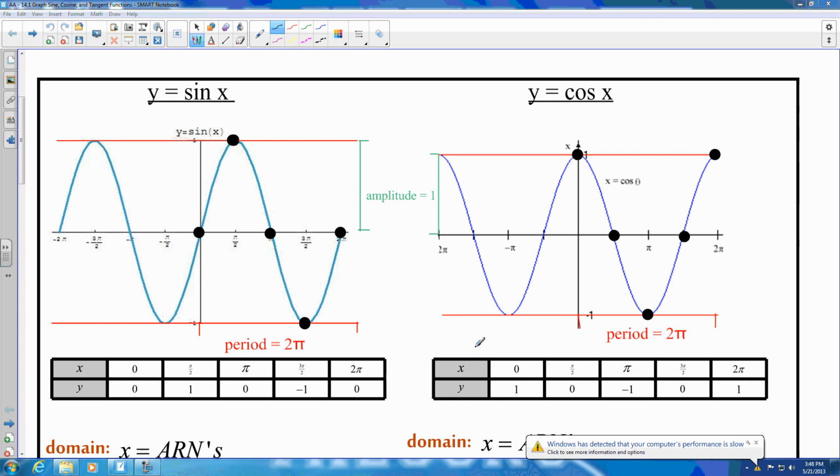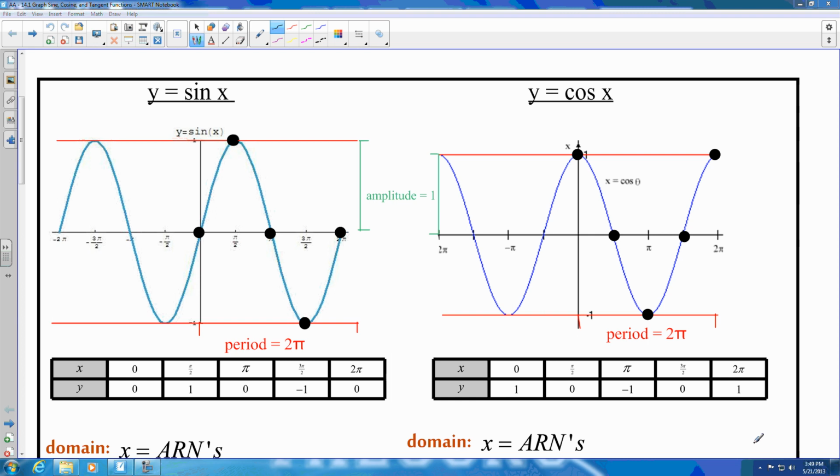So if you were to punch in your calculator the sine of 0, you would get 0. So that's where that dot comes from. And then the cosine of 0 would be 1. So that's another thing to look for when it comes from the unit circle.